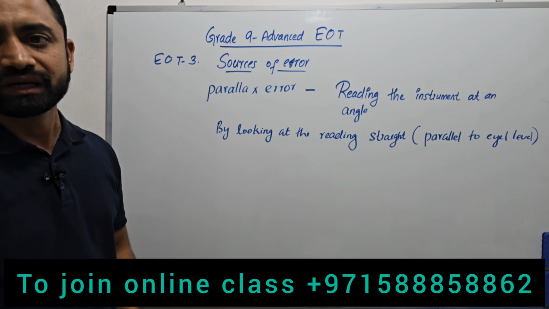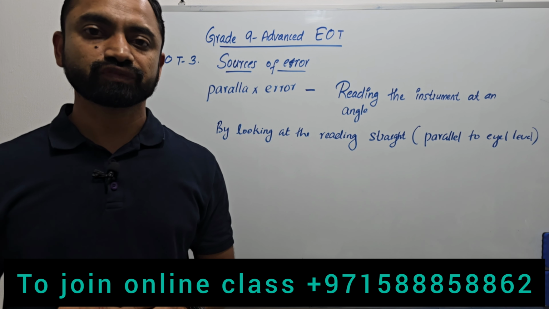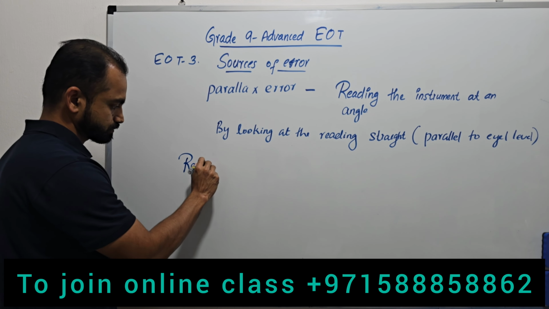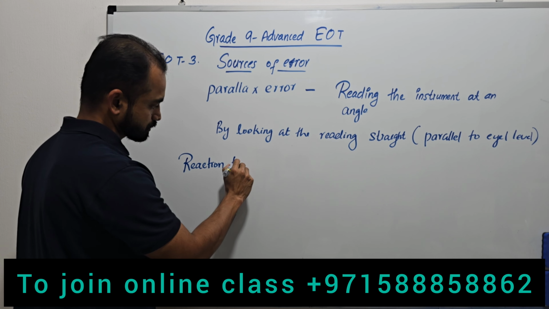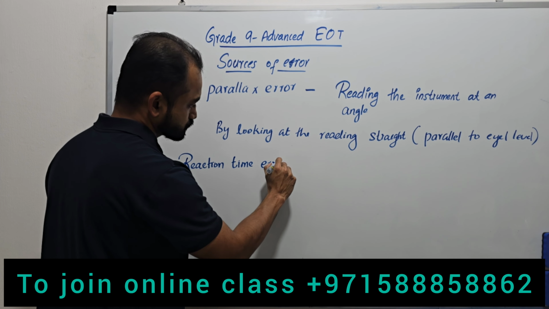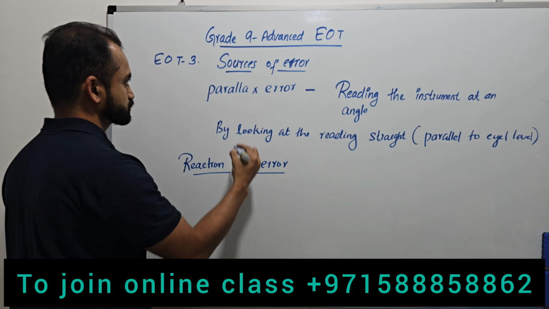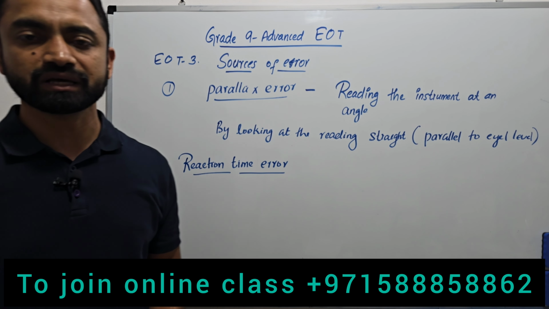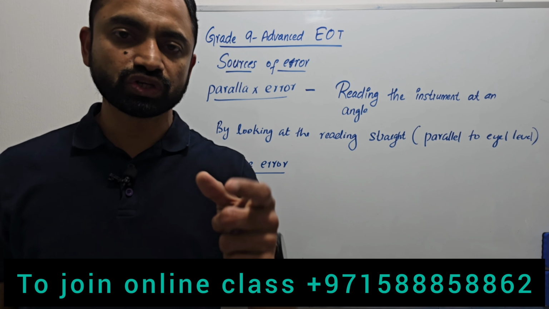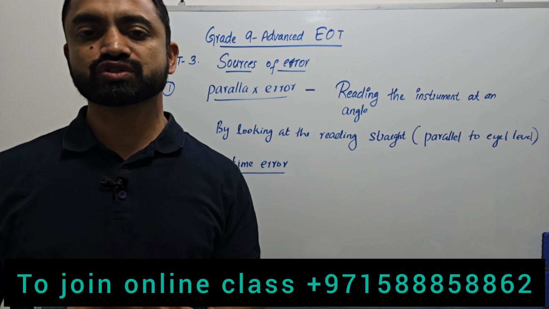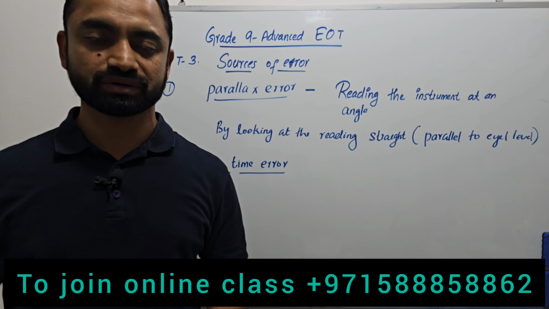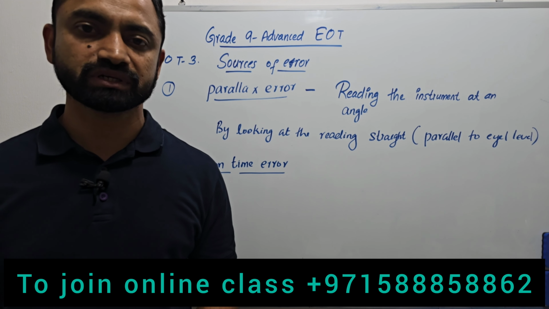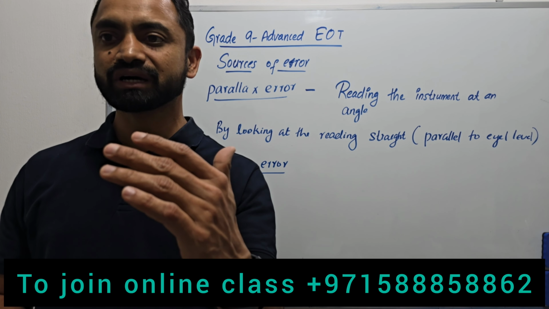The next, another source of error is reaction time error. So this is the first one, number one, parallax error. One more point in parallax error: if you are using a digital instrument, there will be no parallax error. Parallax error will be associated with only the analog instrument, because in digital we are not reading, right?